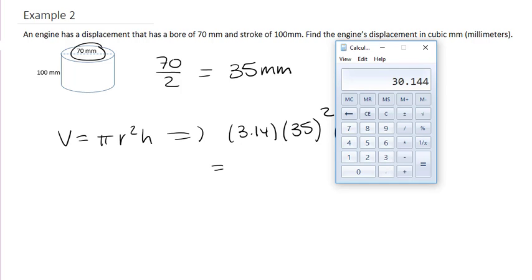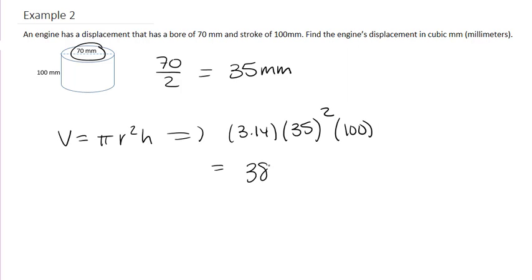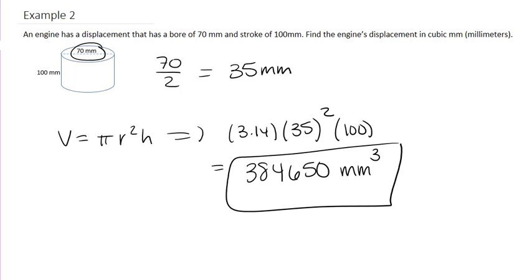So this becomes, first we'll go 3.14 times 35 again times 100. And that gets us to 384,650. And this is millimeters cubed. And this would be our engine's displacement, or also the volume of this cylinder.